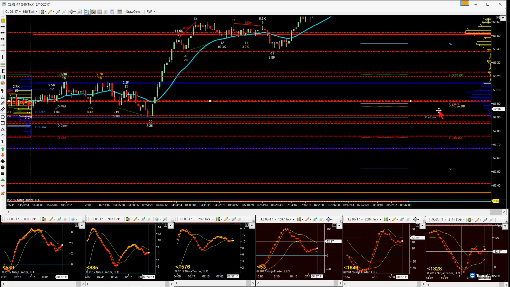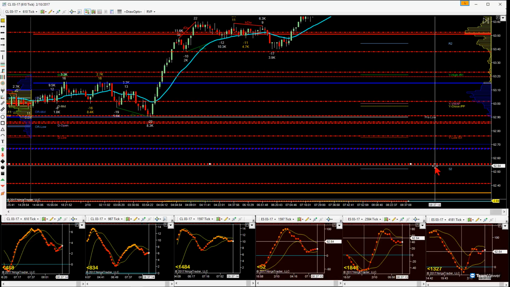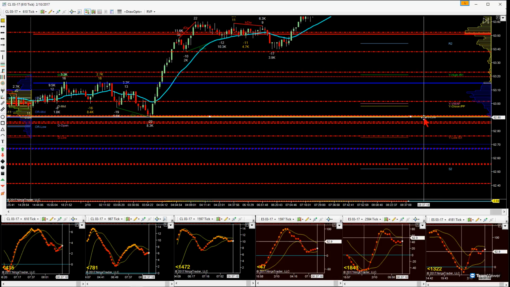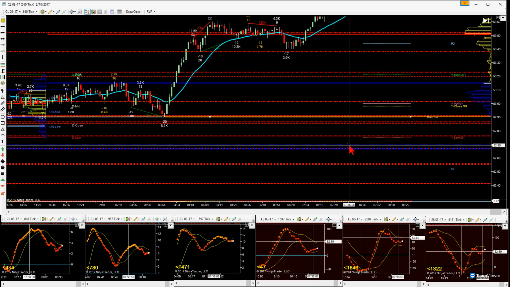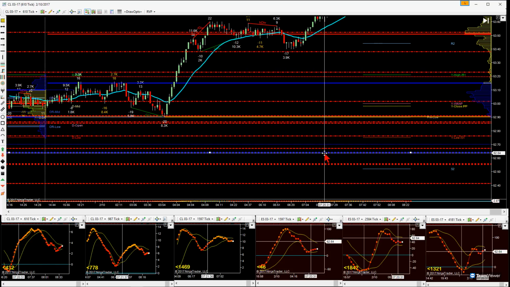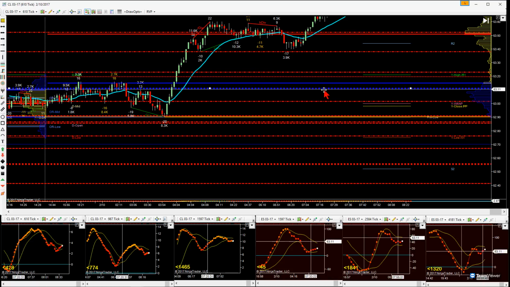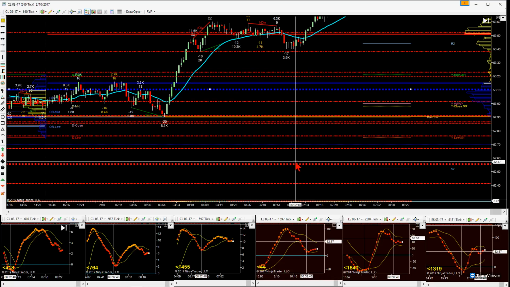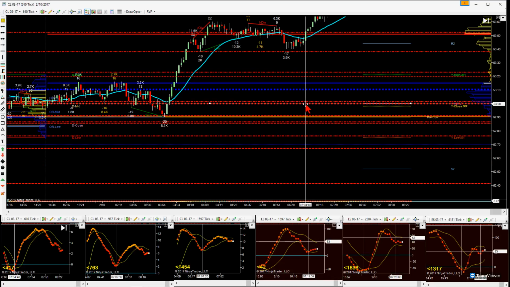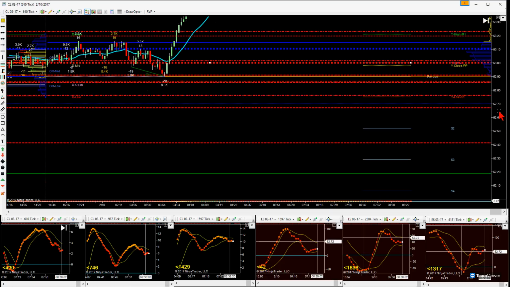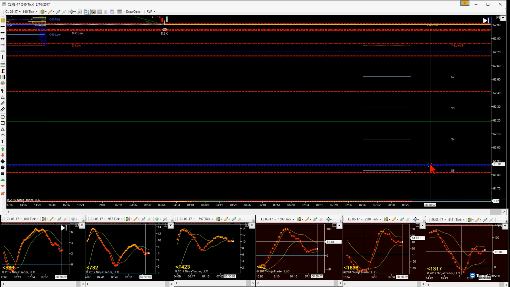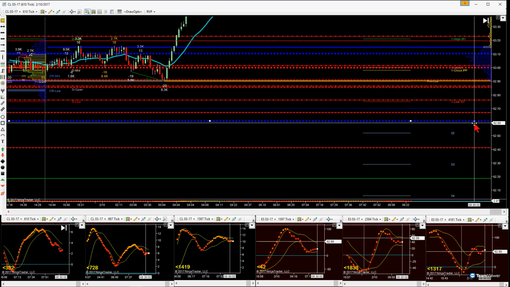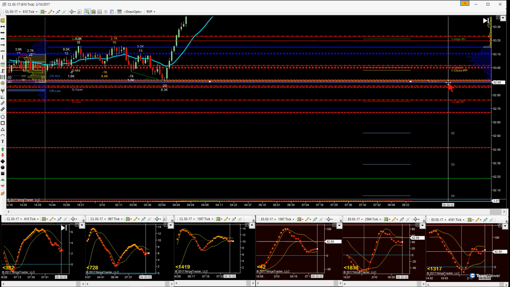Overnight high. Oh, this is the VPOC. We'll move that one just 1 second. So open that low, and then yesterday's value area high, yesterday's VPOC, and yesterday's value area low.